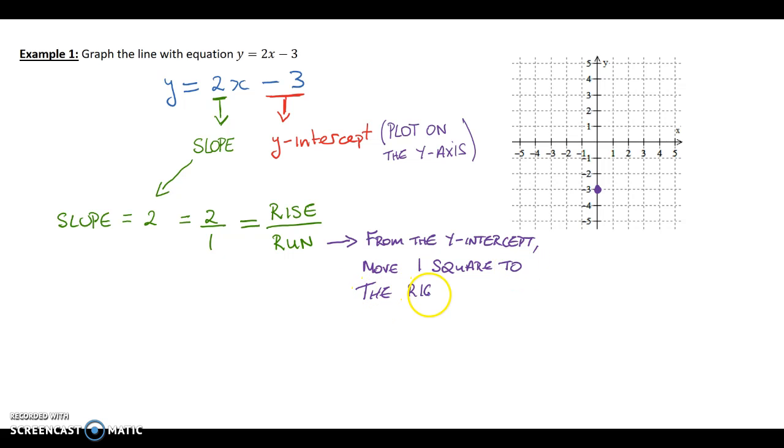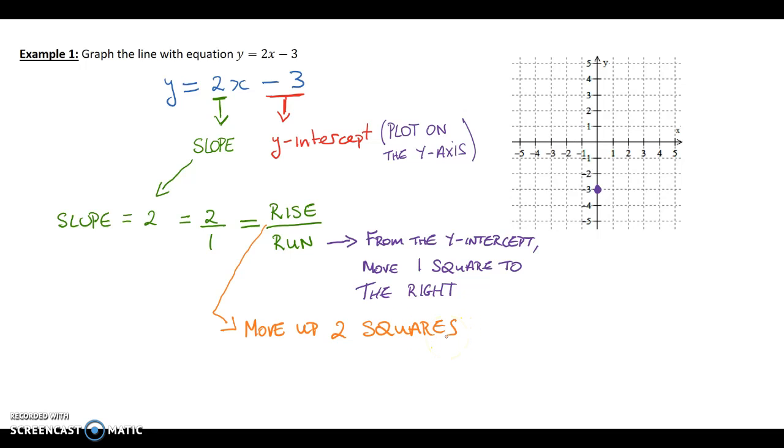So we'll not mark anything yet, but we're starting here at the y-intercept. We're going to move 1 square to the right, so we're going to move there first of all, but let's not mark it. And then after that, the next thing we do, and I'll put it down here because it's the last thing we do, is we raise up 2 squares. So move up 2 squares.